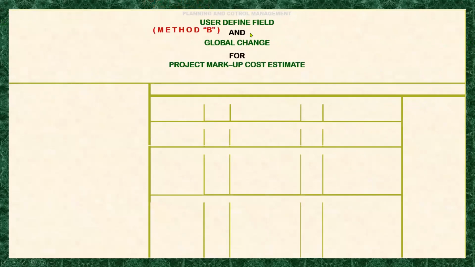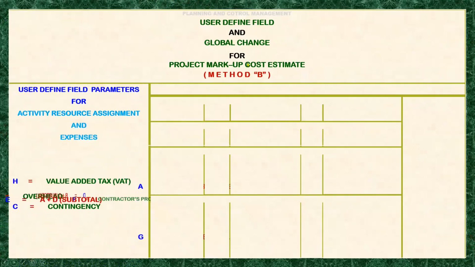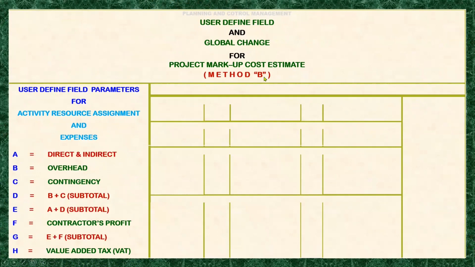So this is the user defined field and global changes for the project markup cost estimate method B. So here, these are the parameters for the markup estimate calculation using method B that we need to assign in our user defined field parameters.